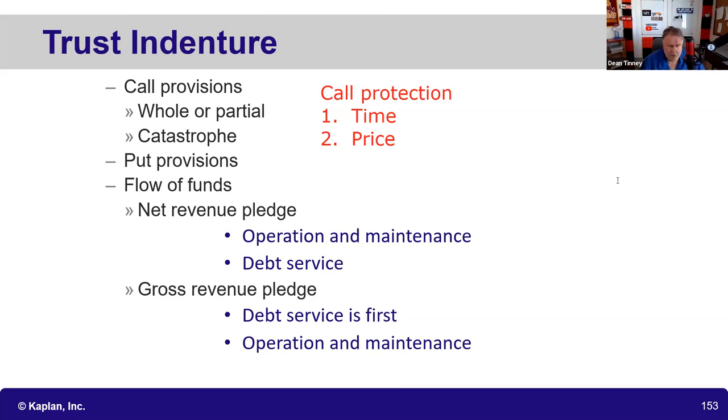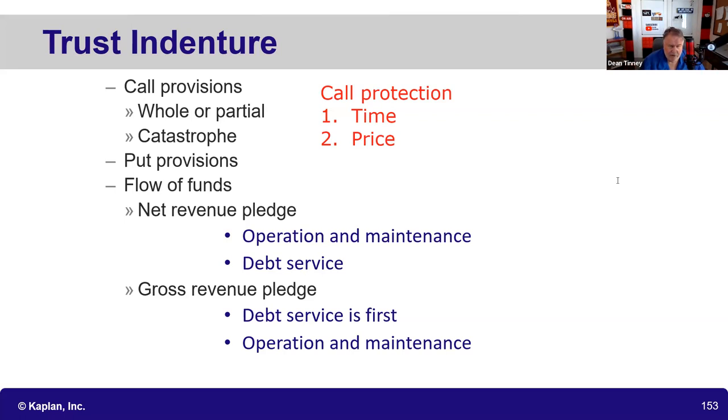Erica says, well, how do they do partial calls? Test question. I say, Erica, they do it randomly or by lottery. And she says, well, gee, I always wanted my number to come up in a lottery. I go, well, you can take that off your bucket list. But in this lottery, you're a loser.